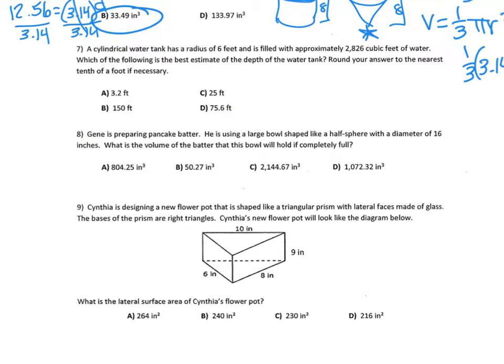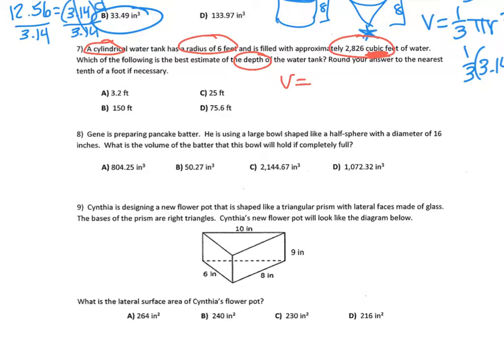Number 7, a cylindrical water tank has a radius of 6 feet and is filled with approximately 2,826 cubic feet of water. Can you tell what we're looking for already? We're using volume formula. Which of the following is the best estimate of the depth of the water tank? Round your answer to the nearest tenth of a foot.